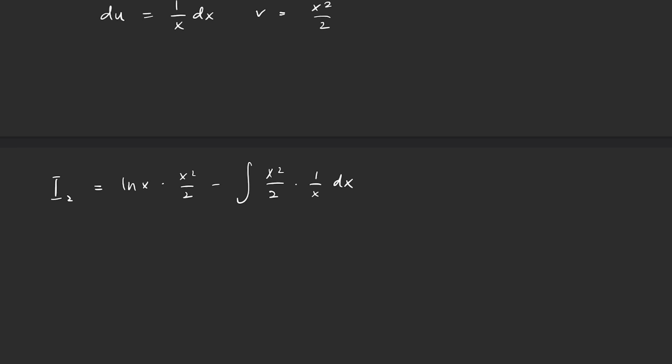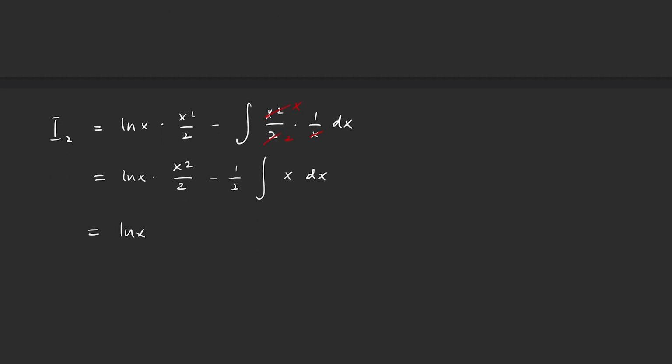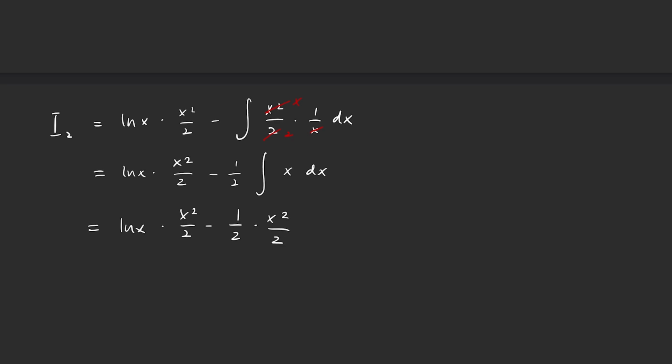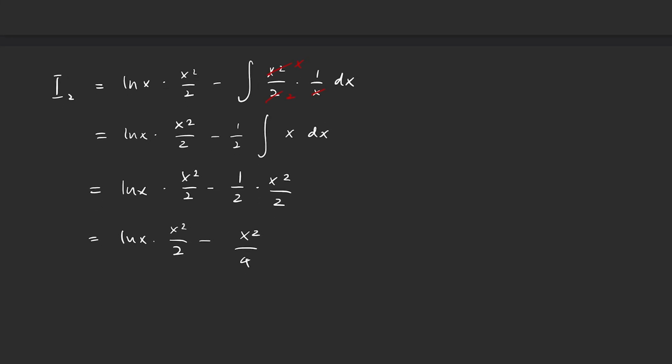So now we have our first expression, ln x times x squared over 2, minus this integral, which can be simplified again. We have x left and then only a 2. I'm going to factor out this half, leaving me with just x. This is simple enough, and this becomes x squared over 4 if we multiply the two 2's.